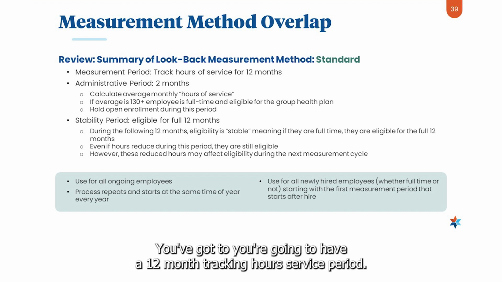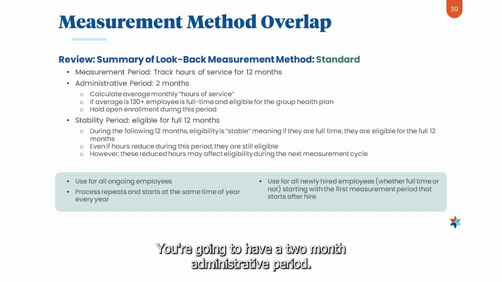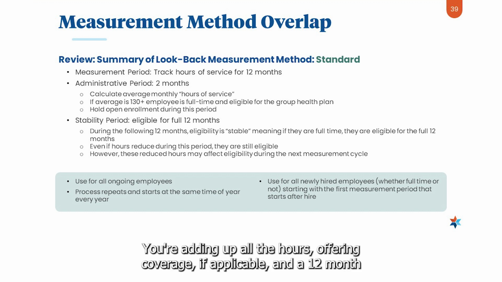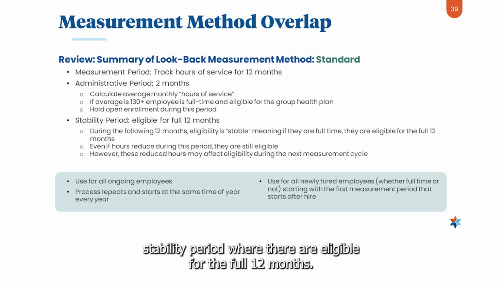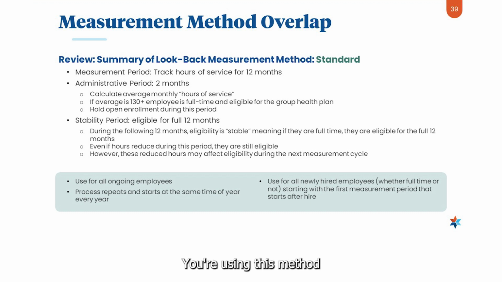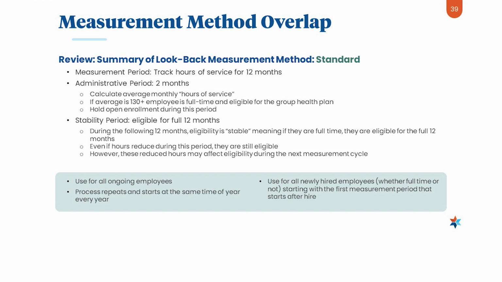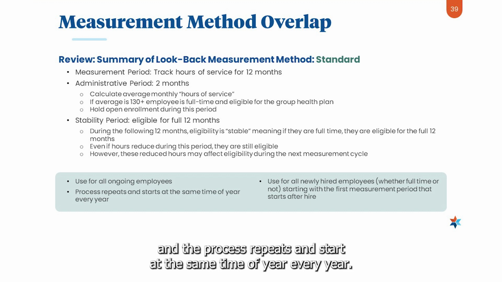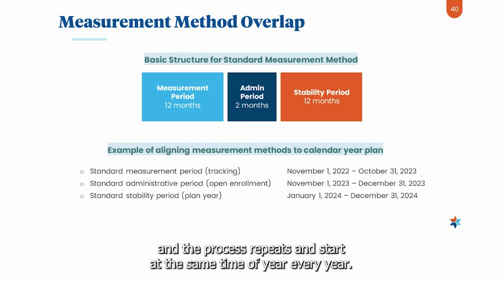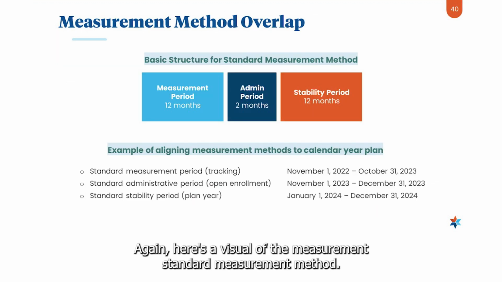You're going to have a 12-month tracking hours of service period. You're going to have a 2-month administrative period. That's where you do adding up all the hours, offering coverage if applicable, and a 12-month stability period where they are eligible for the full 12 months. You're using this method for all your ongoing employees and all your newly hired employees. And the process repeats and starts at the same time of year every year. Again, here's a visual of the standard measurement method.